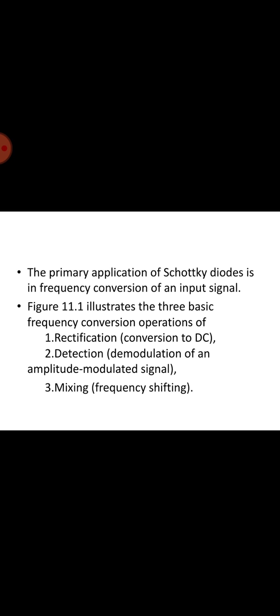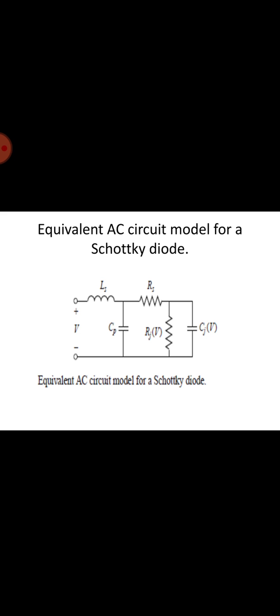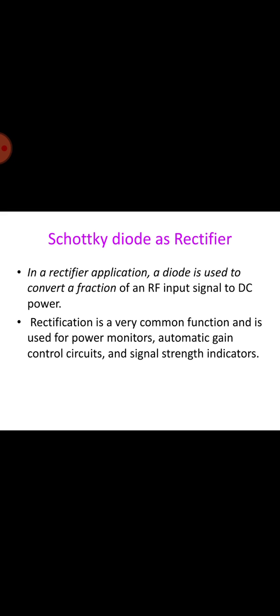The primary application of Schottky diodes is in frequency conversion of input signal, and the three basic frequency conversion operations are rectification, detection, and mixing. This diagram shows the conversion operations of rectification, detection, and mixing, and this is the VI characteristics of the diode, and this diagram shows the equivalent AC circuit model of a Schottky diode.